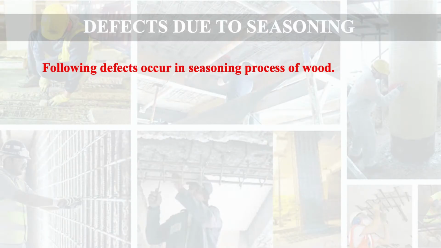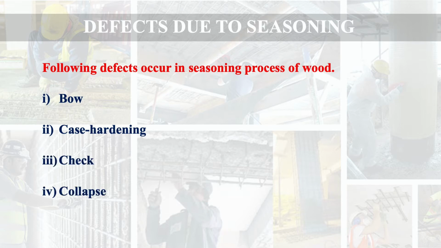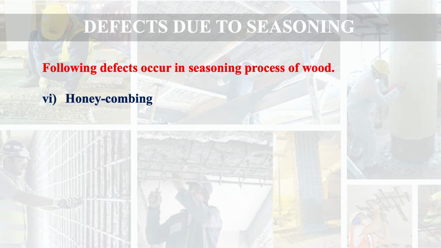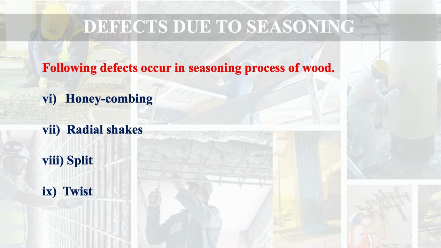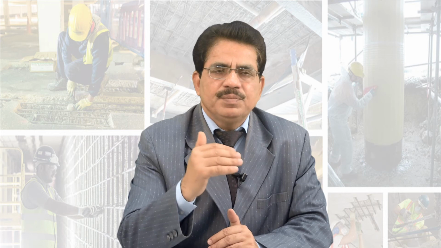What are these defects? First of all, bow. Second is case hardening. Third is check. Fourth is collapse. Fifth is cup. Sixth is honeycombing. Seventh is radial shakes. Eighth is split. Ninth is twist. Tenth is warping. So these are the 10 defects which may occur in the timber during the seasoning process. Means if improper seasoning is there, then these defects may occur in the timber.